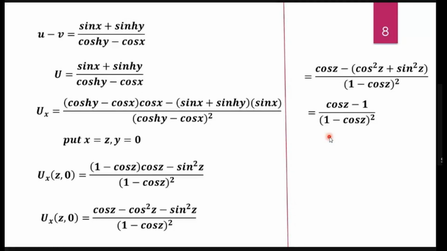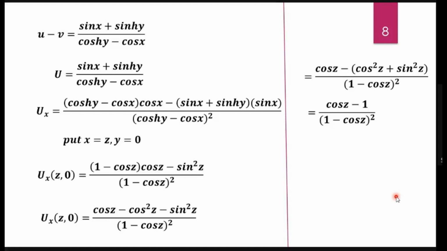So I will get cos z minus 1 upon 1 minus cos z the whole square. I have done nothing else, just applied u by v here, put x as z and y as 0, and then we are simplifying, trying to reduce it to a simplified form so that we can integrate it easily in the end.